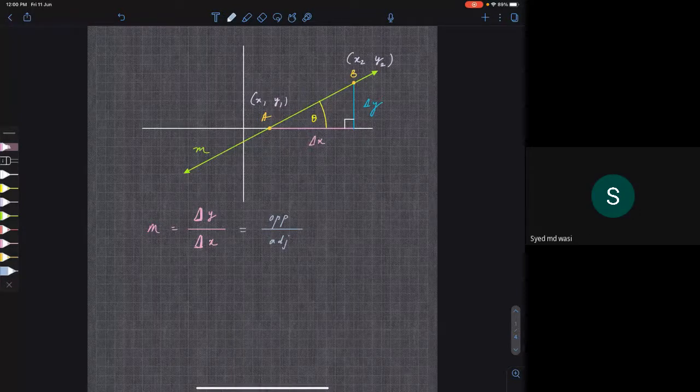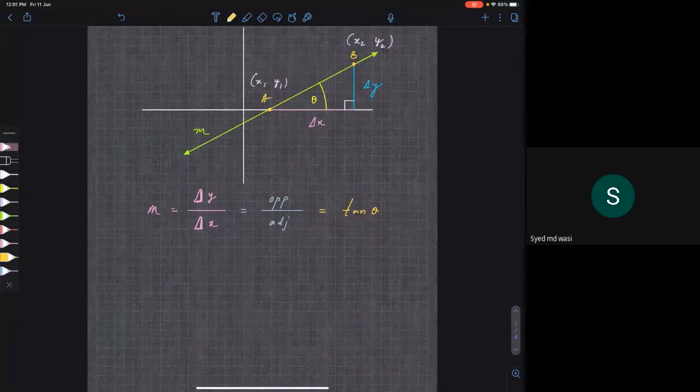Now tell me, what is opposite side by adjacent side in trigonometry? It is tan theta. You have to know that. Opposite by hypotenuse is sine. Adjacent by hypotenuse is cos. Opposite by adjacent is tan. Clear?